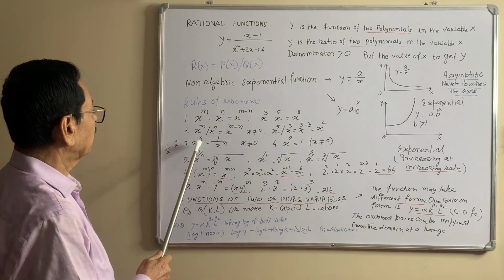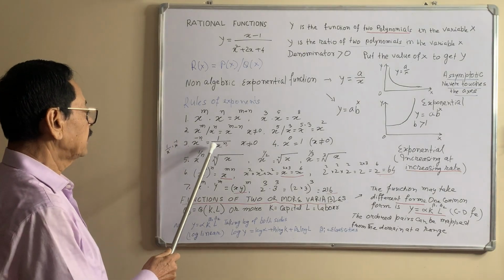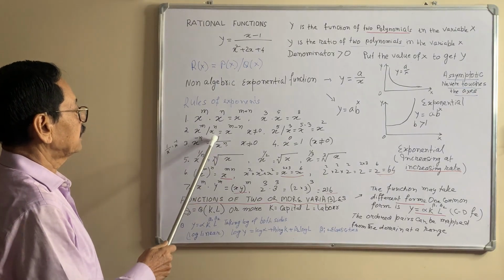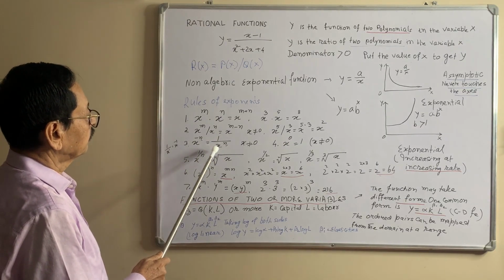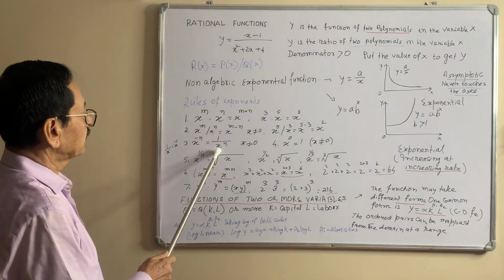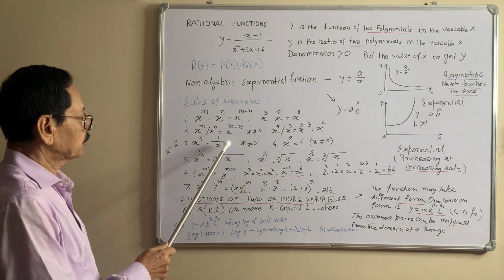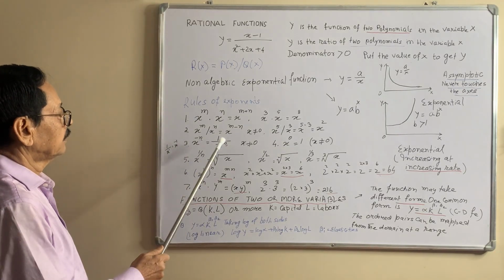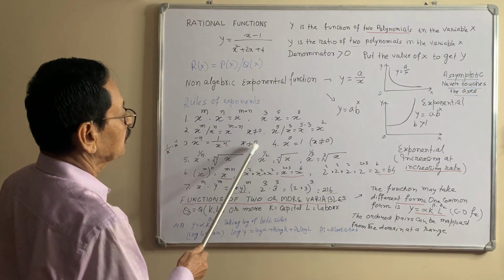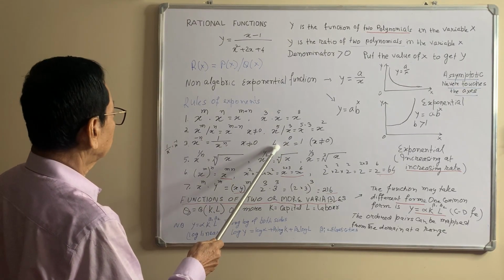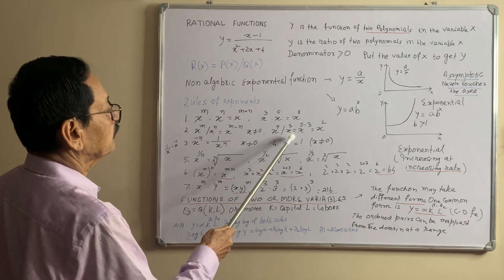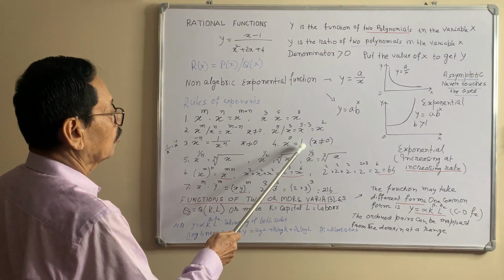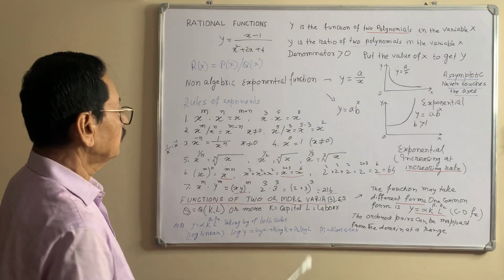Then the third, x to the power minus n. Generally it is a reciprocal, 1 by x to the power n. It is in ratio form. But if you do not express it in ratio form, then it is x to the power minus 1, where x is positive. Then the fourth one is x to the power 0. That means anything to the power 0 is equal to 1, where x is not equal to 0.